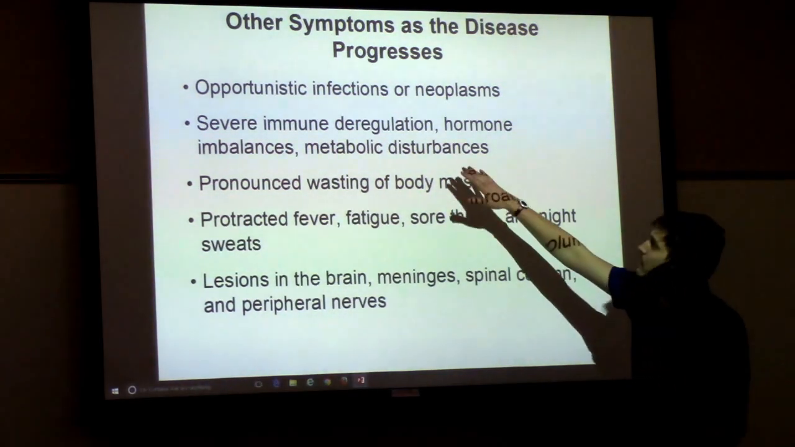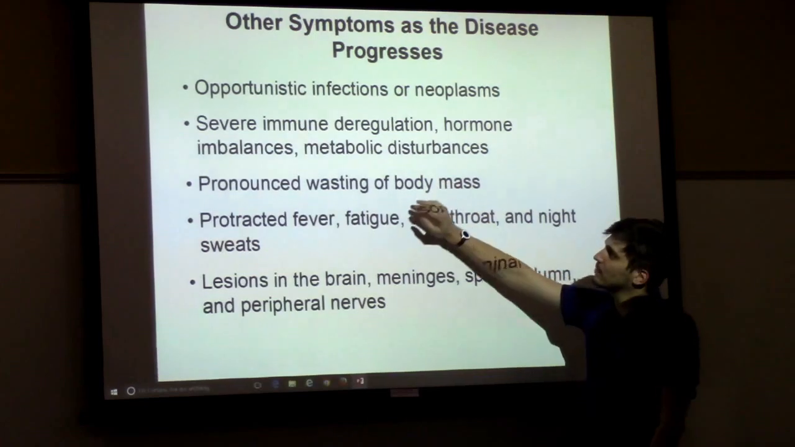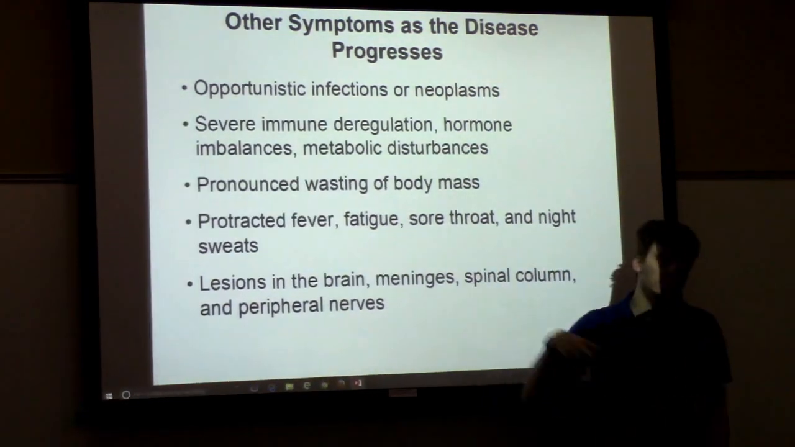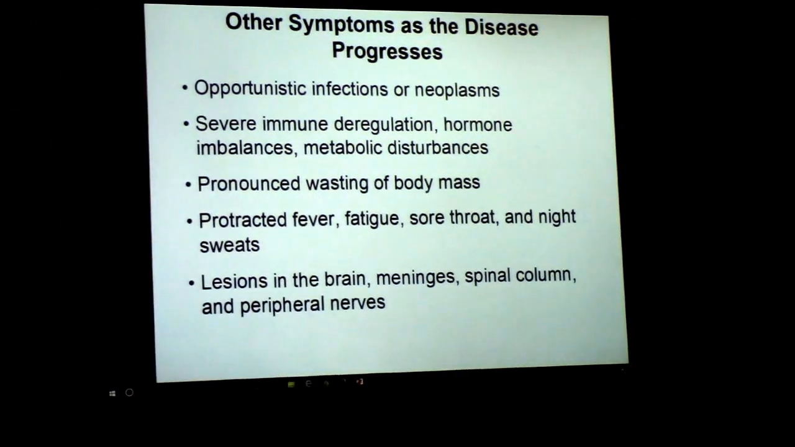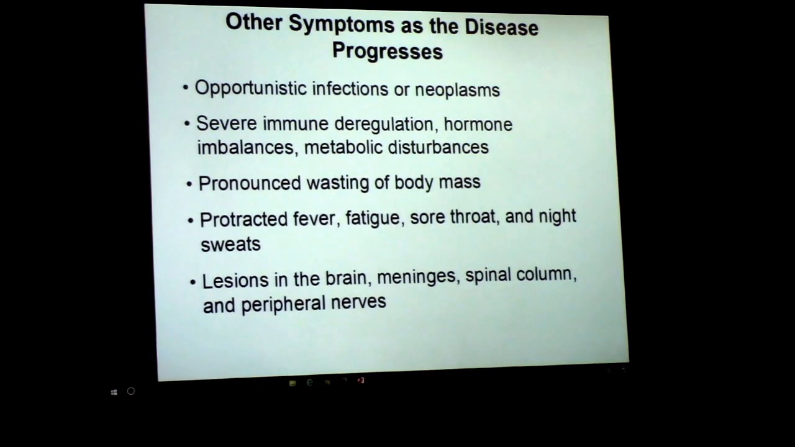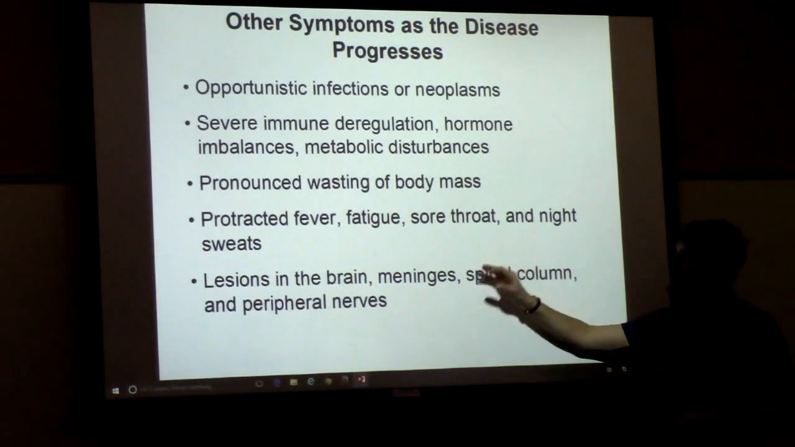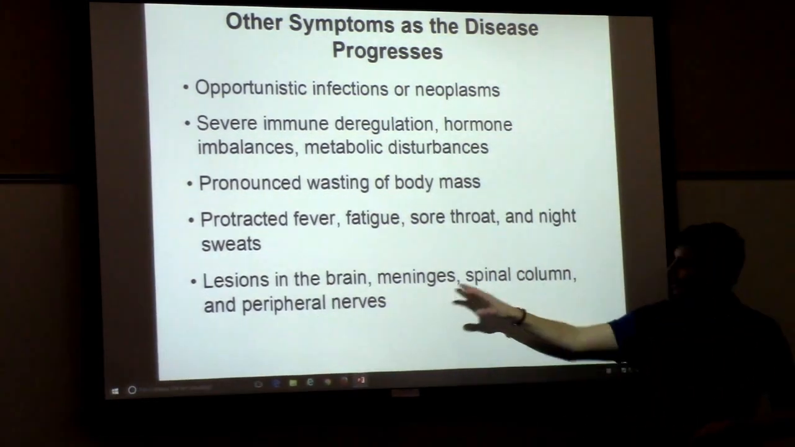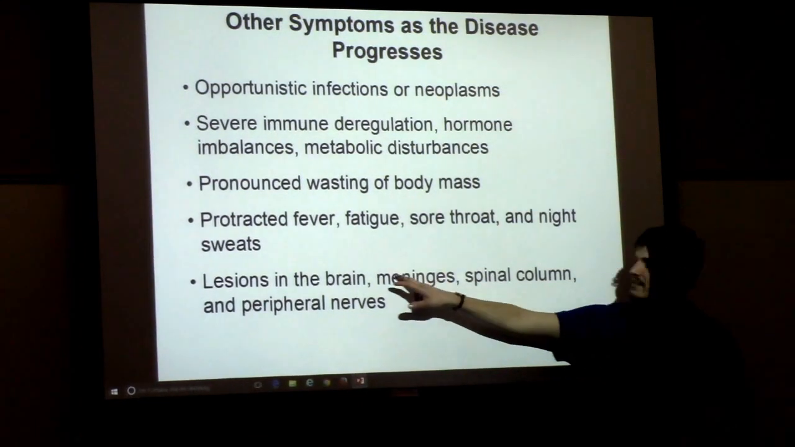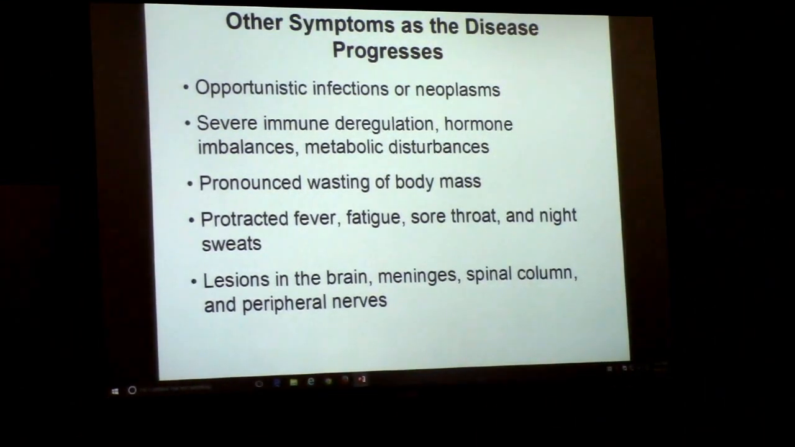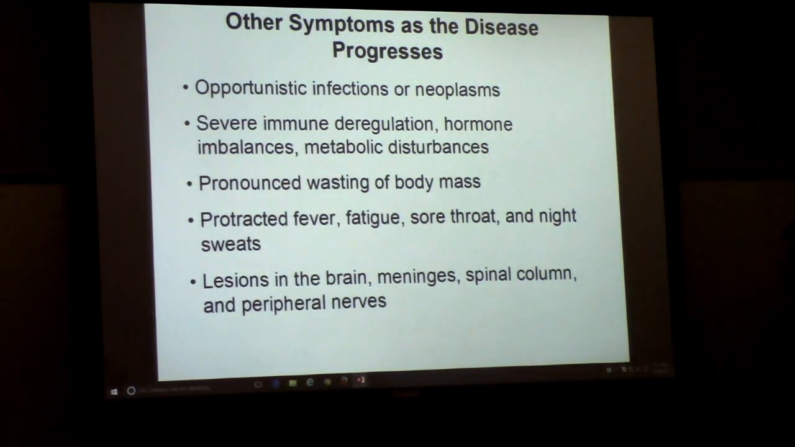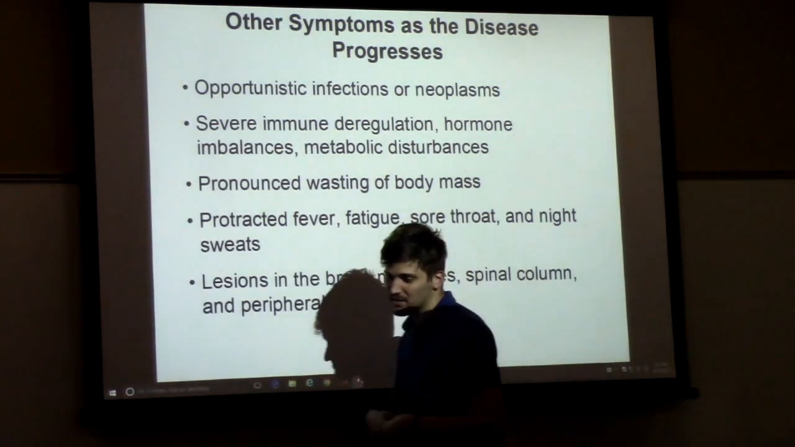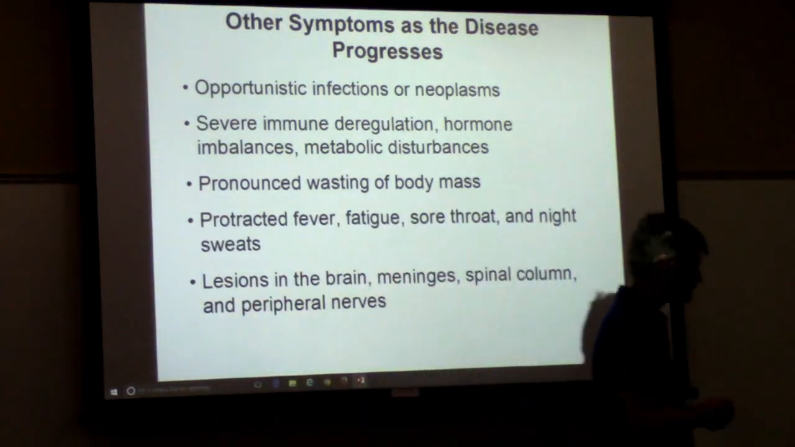You also have immune deregulation, obviously, hormone imbalances, metabolic disturbances, which are often associated with pronounced wasting of body fat. It primarily leaves your face and your torso region, and then it all pools down in the body, causing a very distinct look. Protracted fever, fatigue, sore throat, night sweats, as well as lesions in the brain, meningitis, spinal column, and peripheral nerves. This is known as HAND, or HIV-associated neurological dementia, which is where the virus actually starts to grow and reproduce in neuronal tissue. All of this results in a very nasty illness, which eventually kills you.